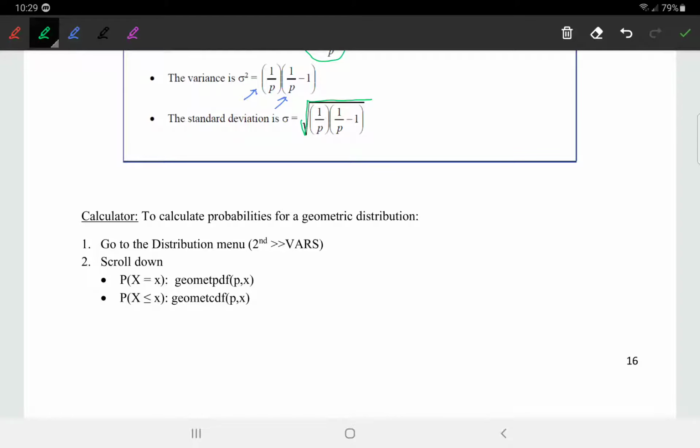Now we can also calculate this on our calculator. So you'll have to access the distribution menu, that's through second and the vars key. And when you scroll down, you'll see the probability that x is equal to x is the Geomet PDF. Okay, this is the non-cumulative version. And if you want the cumulative version where x is less than or equal to a given value, you will use the CDF.